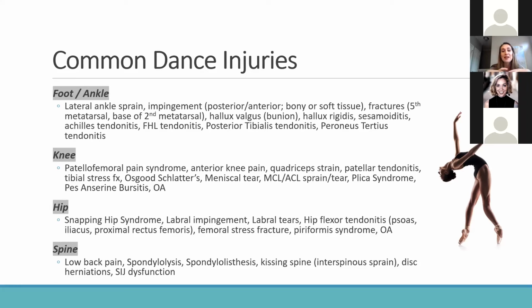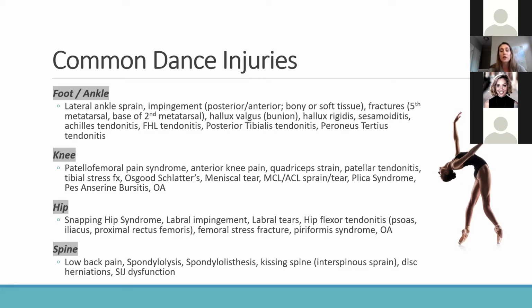And then any type of tendonitis issues that we're going to see in some common muscles that are always being used for pointing and flexing. At the knee, patellofemoral pain syndrome, anterior knee pain, any strains of the muscles, any tendonitis at the patellar tendon, tibial stress fractures. If you are treating or working with a patient that did have an Osgood-Schlatter's diagnosis as an adolescent, so always something to consider as well.